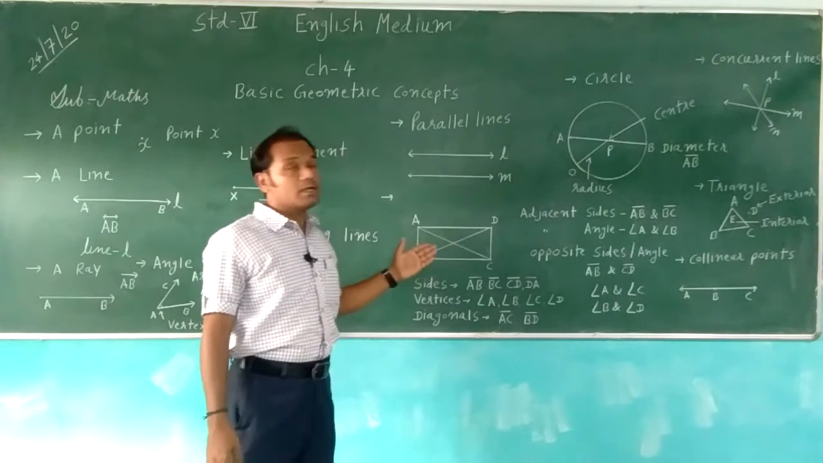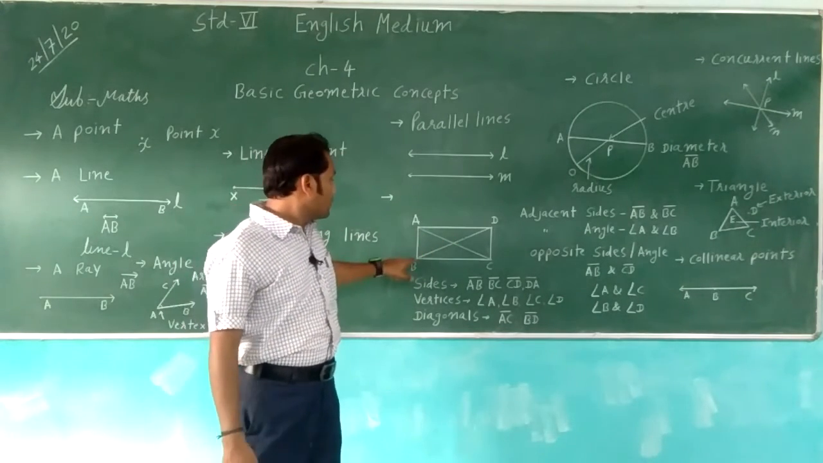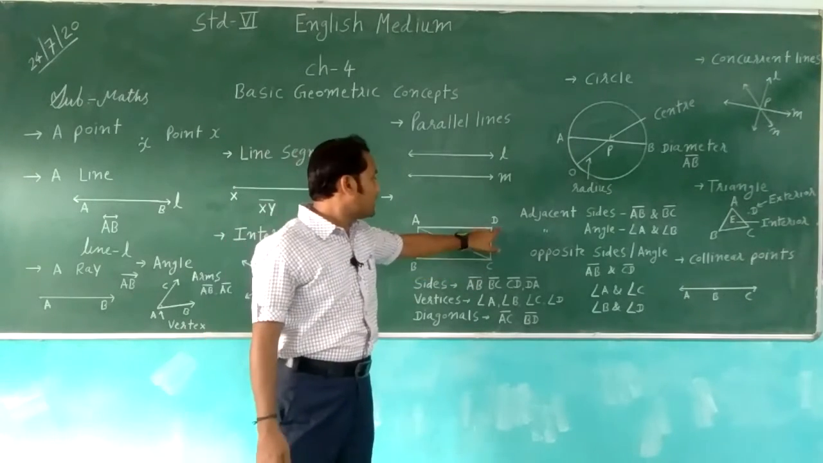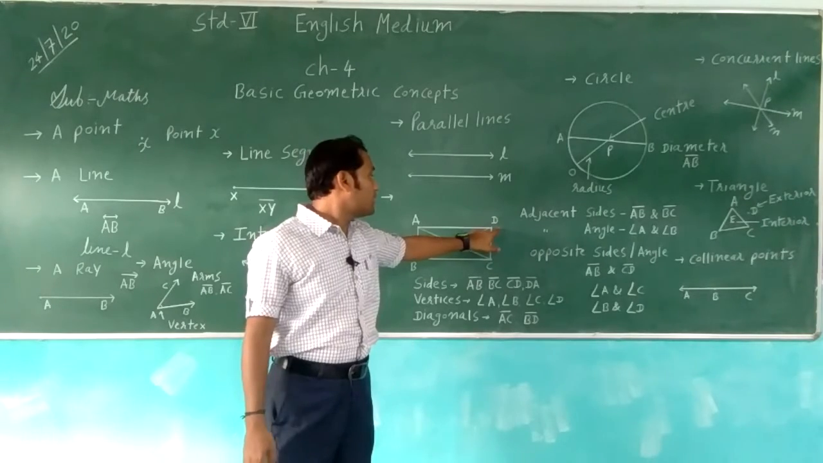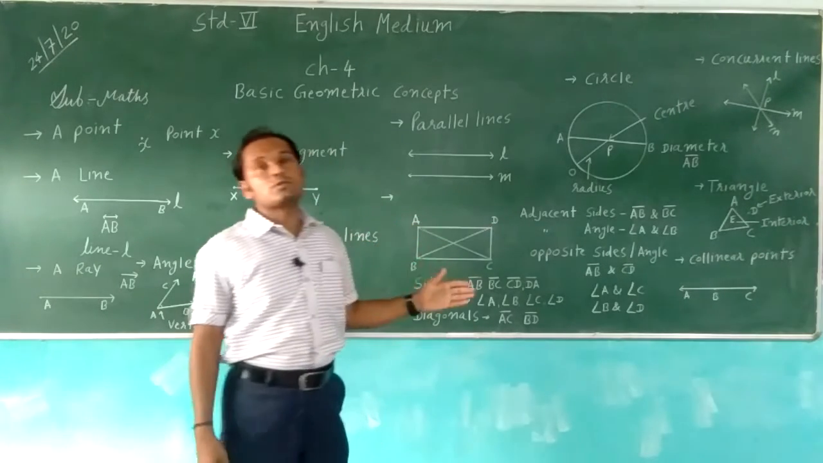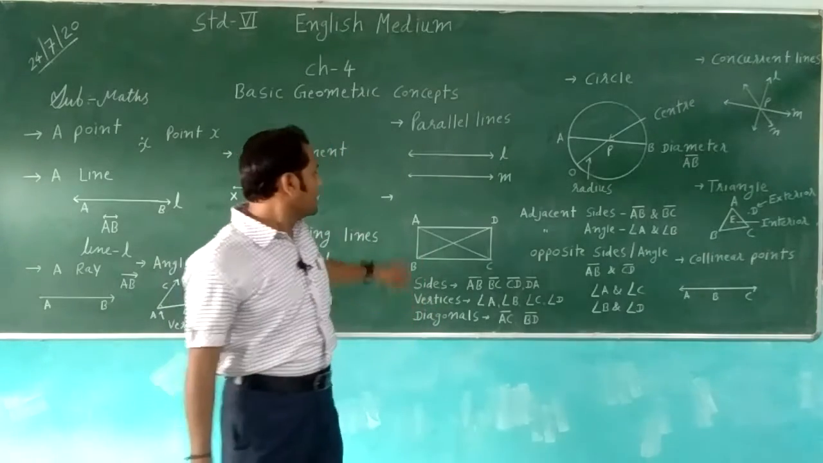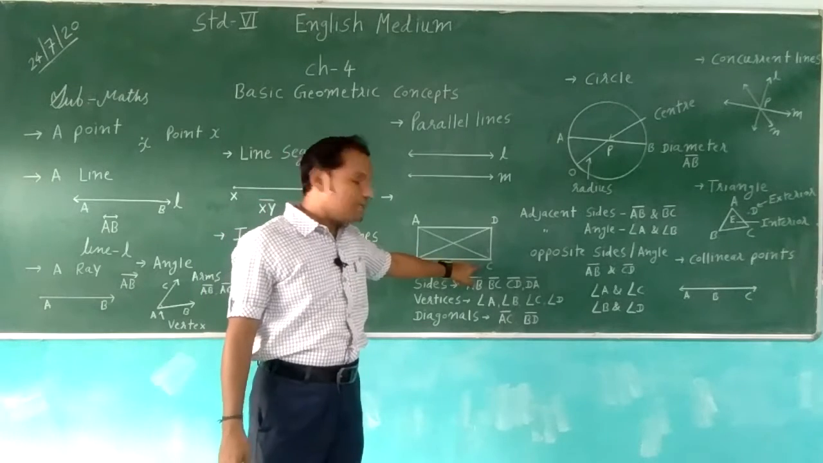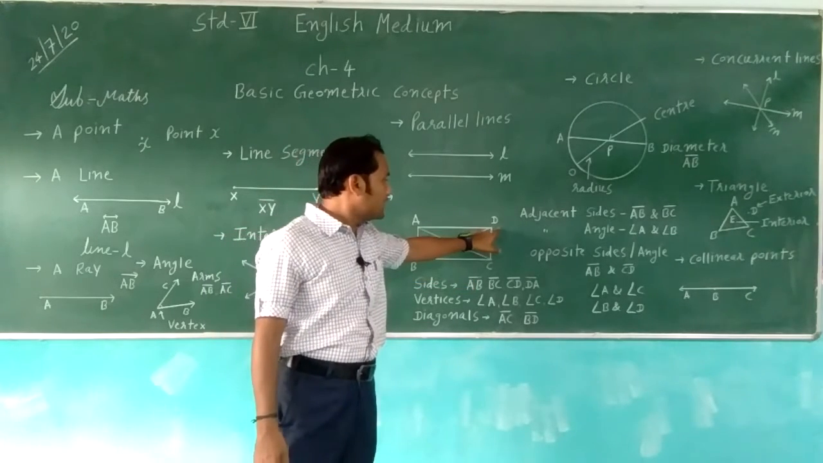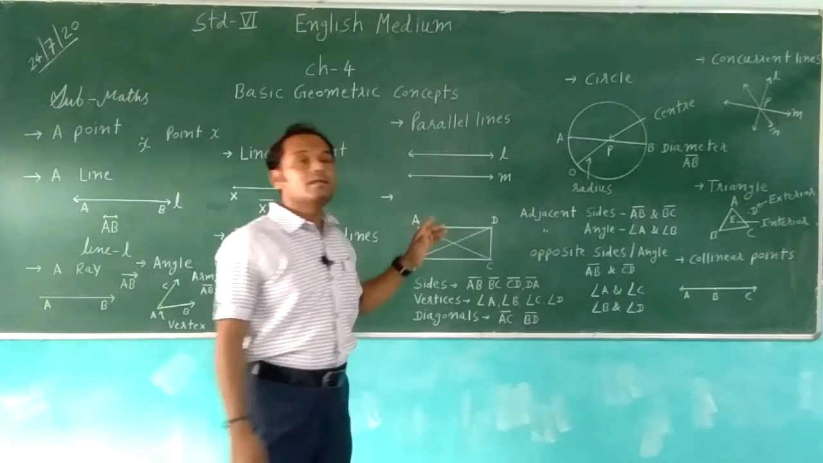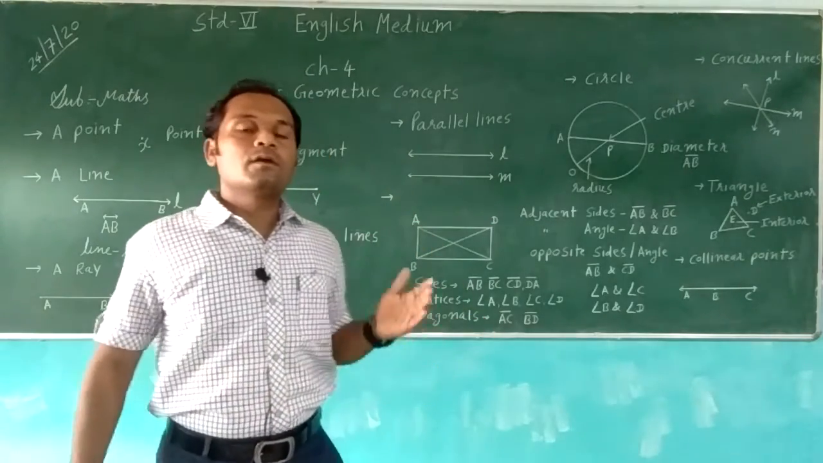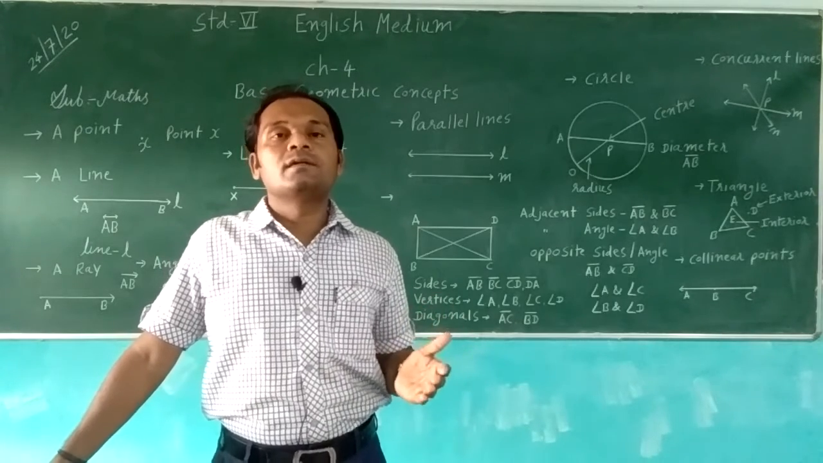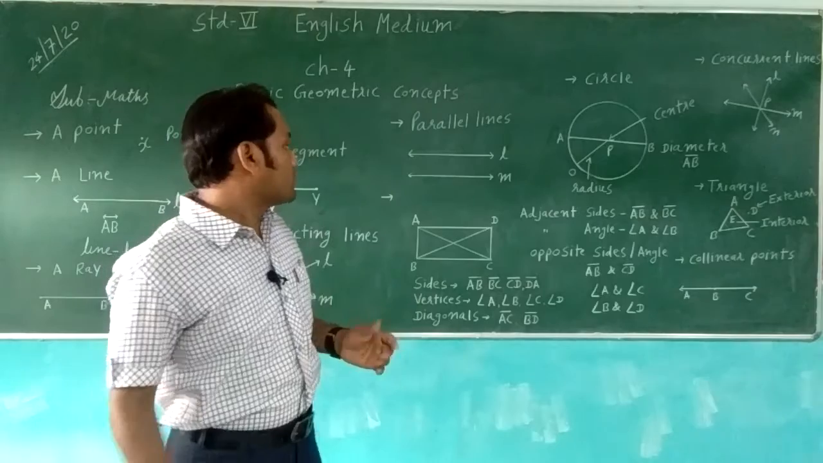I have written just one, but there are many. Here we can say angle B and angle C are adjacent angles. Angle C and angle D are adjacent angles. Angle D and angle A are also adjacent angles. So angle A and angle B are adjacent, angle B and angle C are adjacent, angle C and angle D are adjacent, angle D and angle A are adjacent. In short, the angles which are at the endpoints of the same line segment are called adjacent angles.